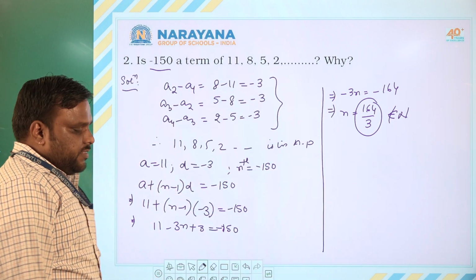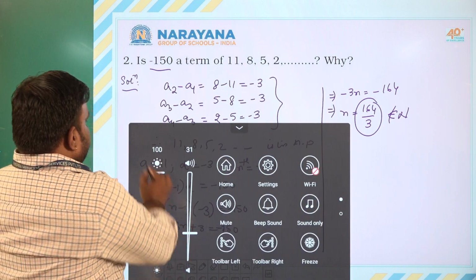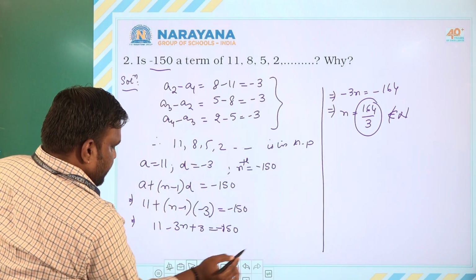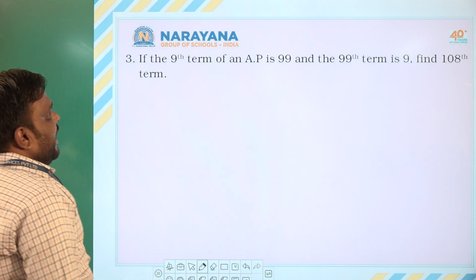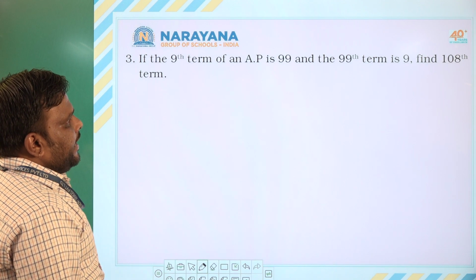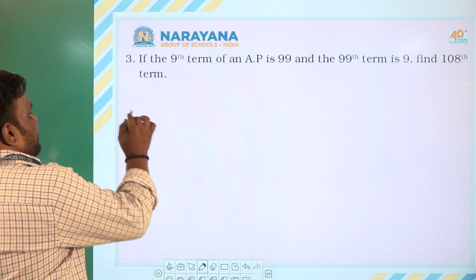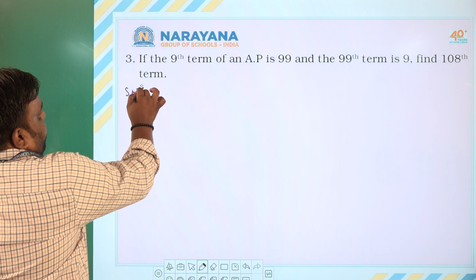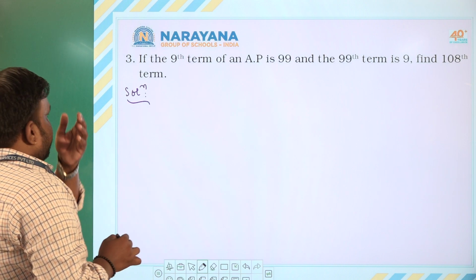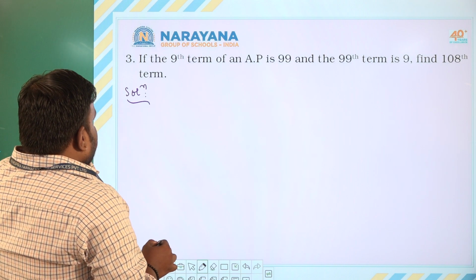Now coming to the next, that is question number 3. If the 9th term of an AP is 99 and the 99th term is 9, find the 108th term. So what are the given terms in this? Let us have a look at this correctly.